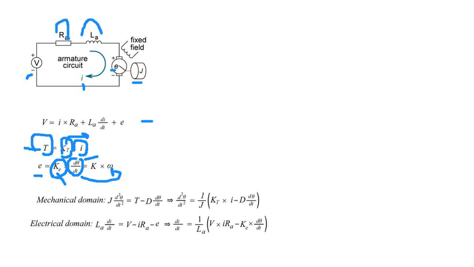Okay, so another point in DC motor, generally in DC motor, not BLDC, not PMSM, in DC motor we can accept KT and KE are the same. Generally, back EMF constant and torque constant are equal. Okay, if we accept they are the same, we can say KT equals KE. We can generate the mechanical domain and electrical domain.